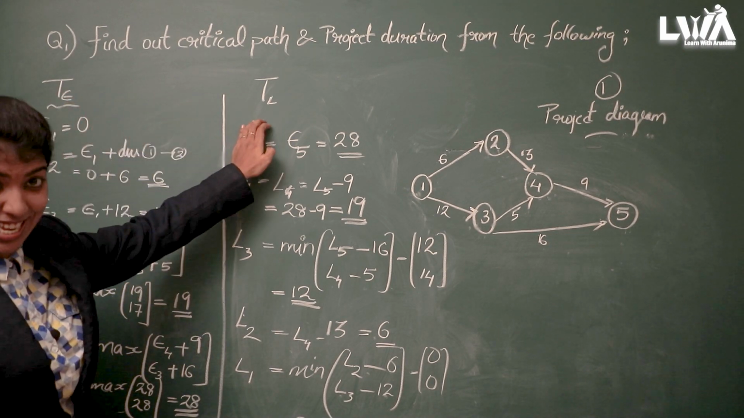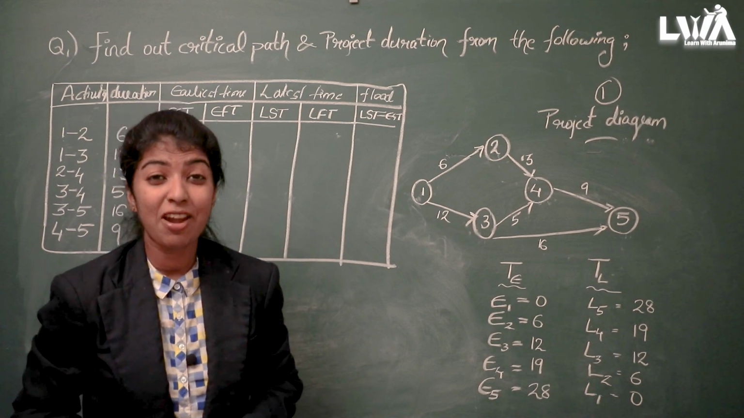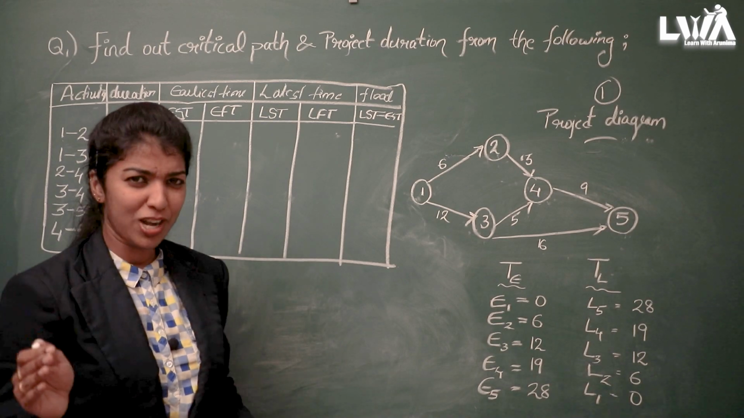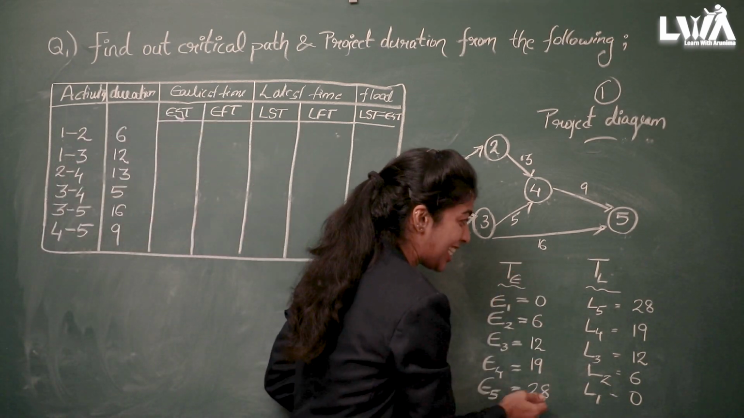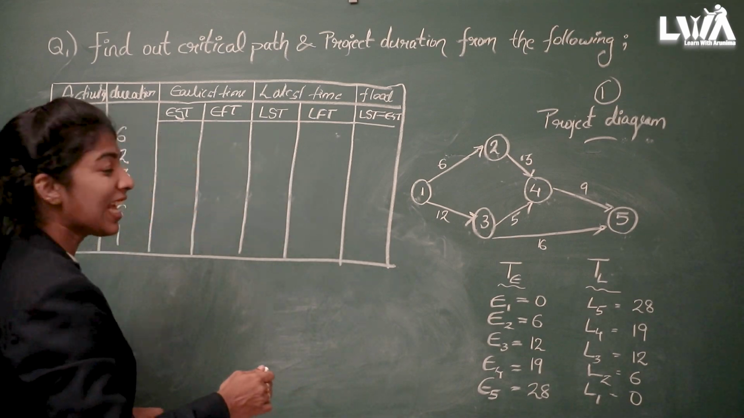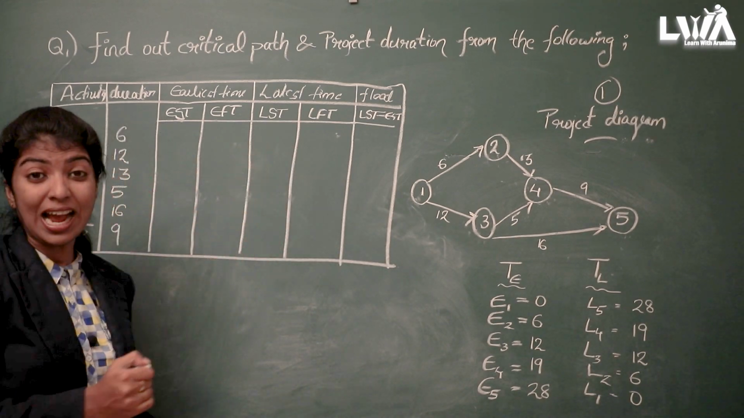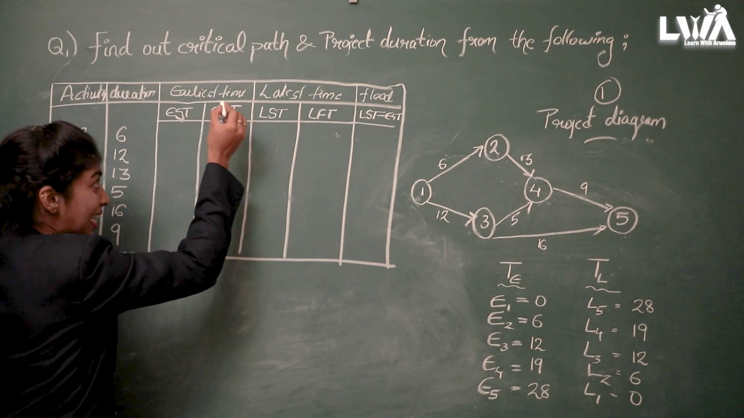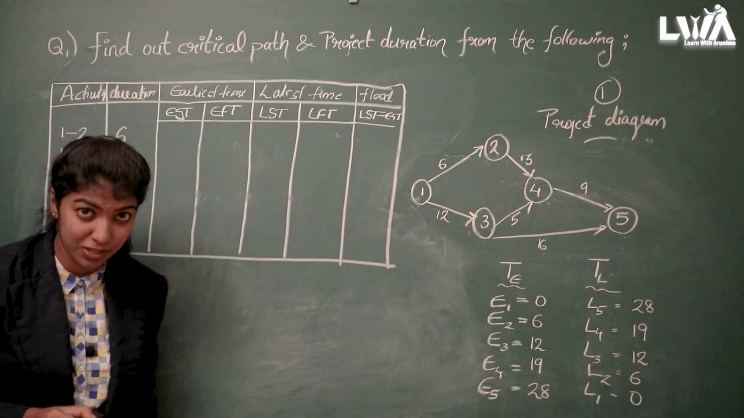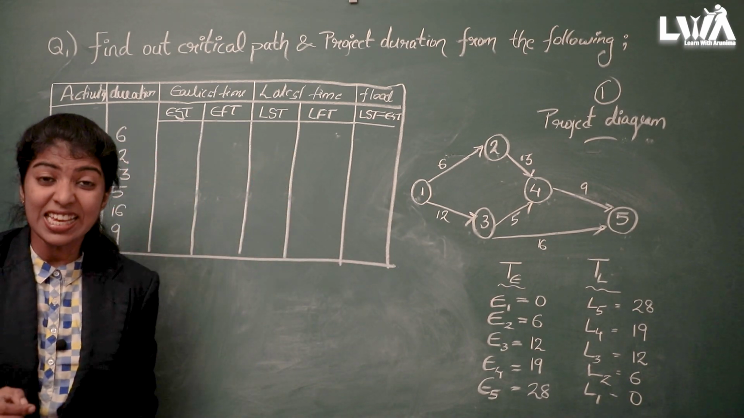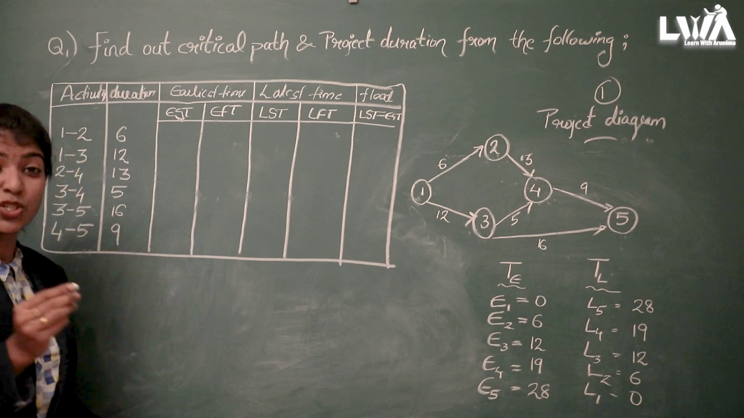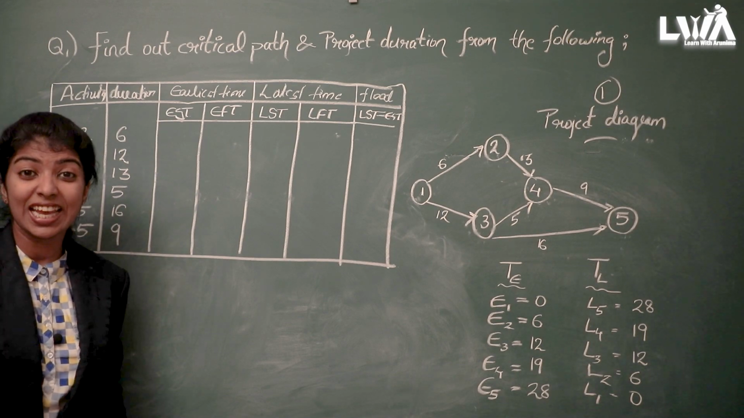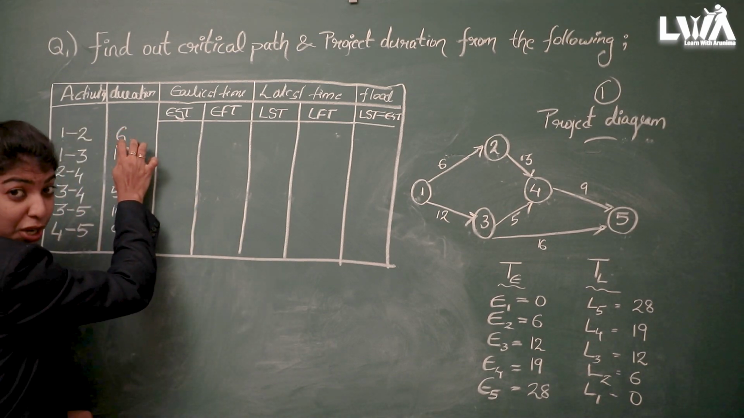So now we have found the project diagram and the second step, that is the TE and TL values. For easy understanding, I have written the TE and TL values here. The next step is we have to find the float. In order to find the float, we have to find EST, EFT, LST, LFT. What is EST? EST is the earliest of the tail event. EFT is the earliest of the tail event plus the project duration.